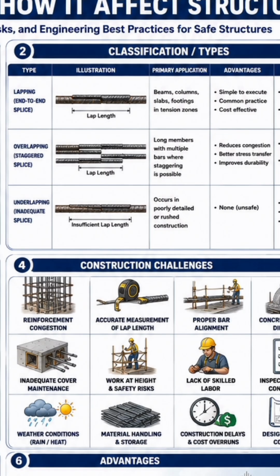Then we have primary application. For lapping end to end, you can see it is used in your beams, your columns, your slab, your footing, and in tension zones. Then for overlapping, it is a long member with multiple bars, where staggering is possible. Then for underlapping, it occurs in poorly detailed or rushed construction, where the construction procedure is not well organized.